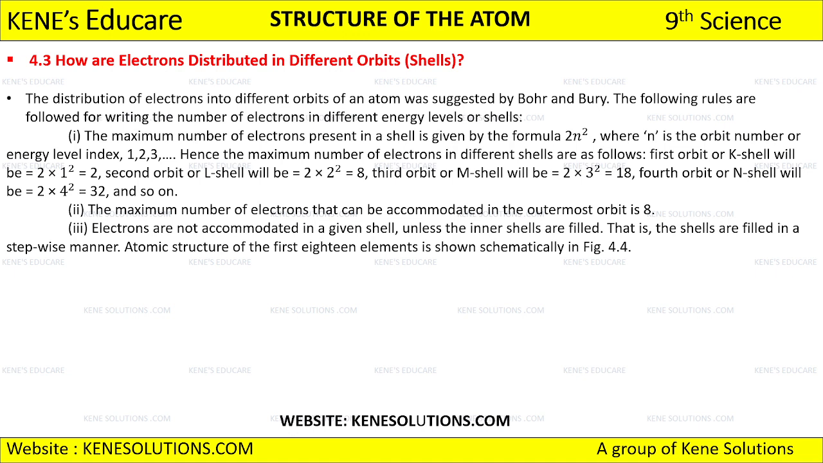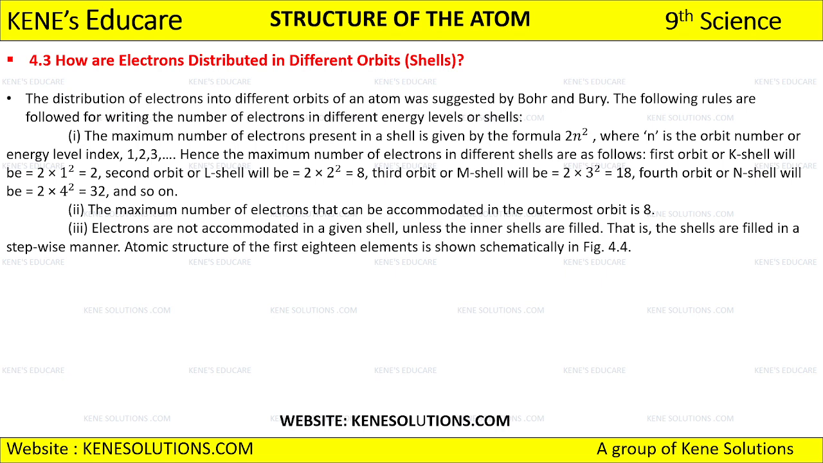The maximum number of electrons that can be accommodated in the outermost orbit is 8, and electrons are not accommodated in a given shell unless the inner shells are filled. We know the K shell can have 2 electrons, the L shell 8, and the M shell 18. So if my L shell is not filled completely, if there are only 6 electrons in it, I cannot move on to the third shell. If my third shell is not completed, I cannot move on to the fourth shell. Unless the inner shells are filled, I cannot accommodate electrons in further shells. So the shells are filled in a stepwise manner.